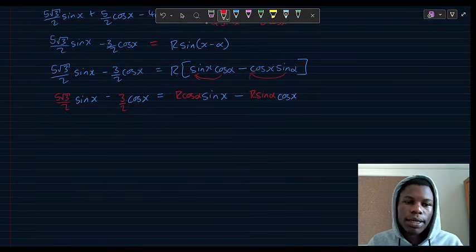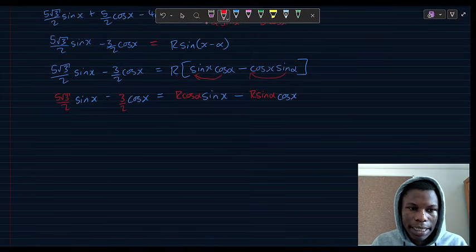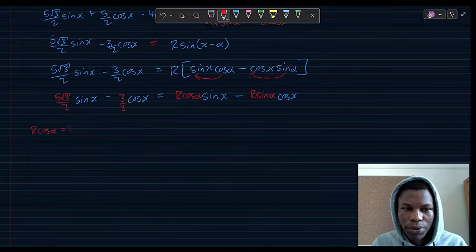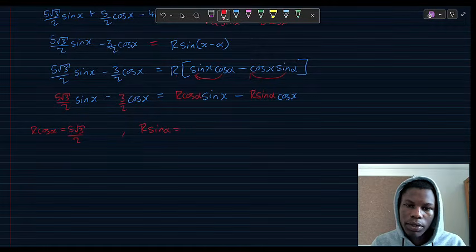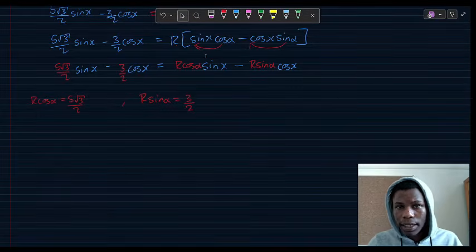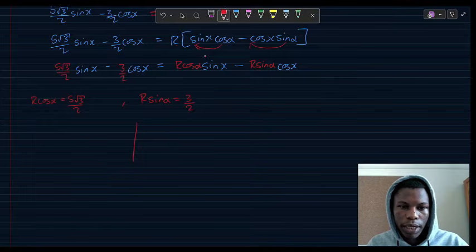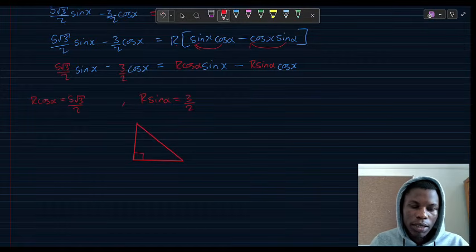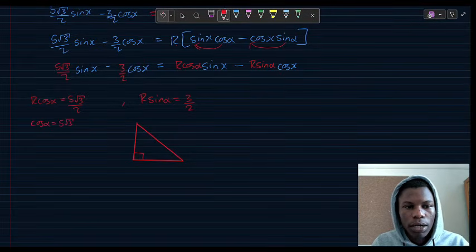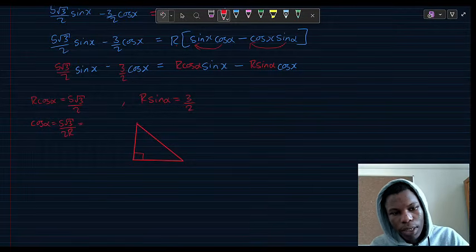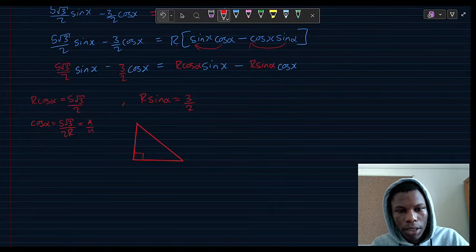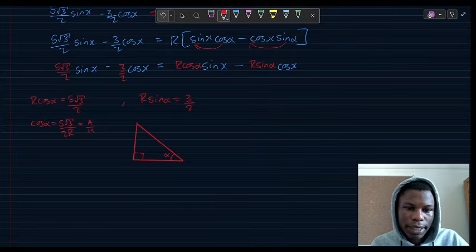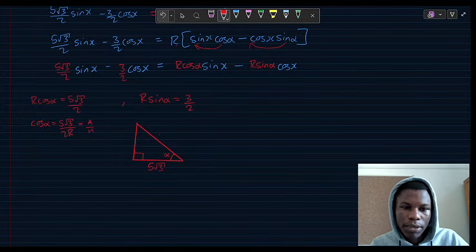Just by comparing the left and the right hand side, I get that r cos alpha has to be equal to 5 root 3 over 2, and r sine alpha has to be equal to 3 over 2. We can use this to draw up a nice little right angle triangle. If I divide both sides by r, I get that cos alpha is 5 root 3 over 2r. And I know cos is adjacent over hypotenuse. So if I put my alpha here, my adjacent has to be 5 root 3, and my hypotenuse has to be 2r.